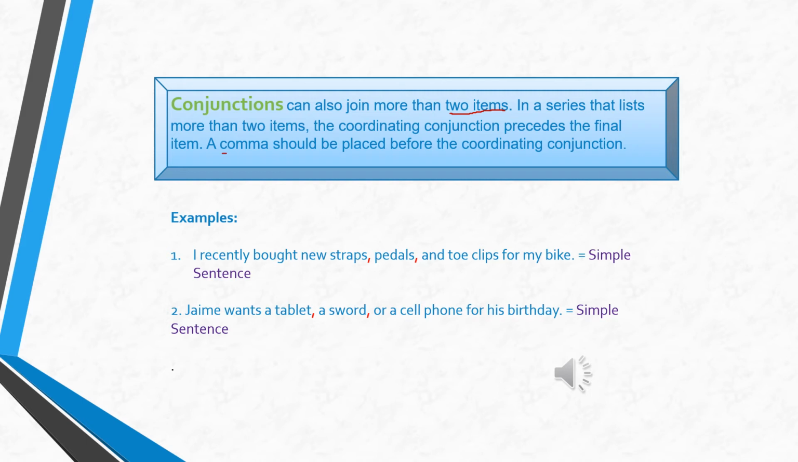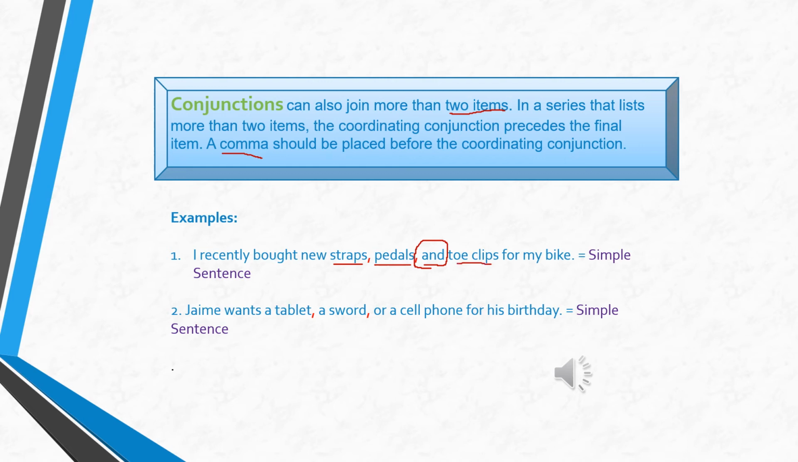Now we have a series of what? Of nouns, and we call them items. Okay, so items also can be verbs. Items also can be objects. Okay, let's take a look. Example number 1. I recently bought new straps, comma, straps is my first item. Pedals is my second item, so that's why I'm going to put a comma before my coordinating conjunction, and my last item is toe clips for my bike.